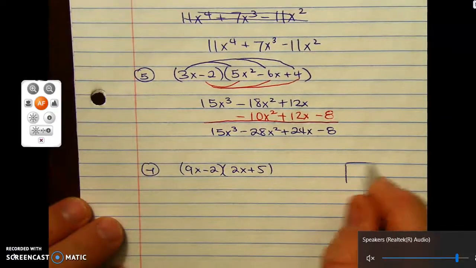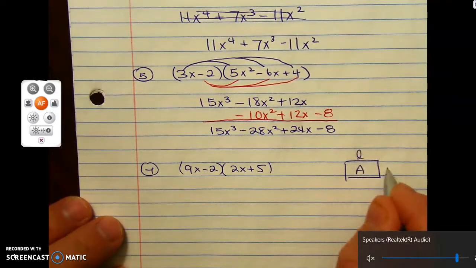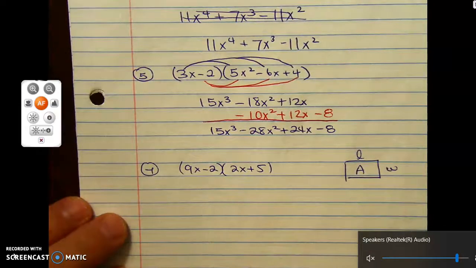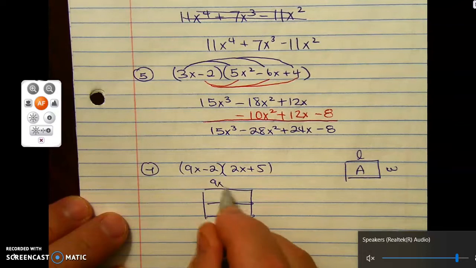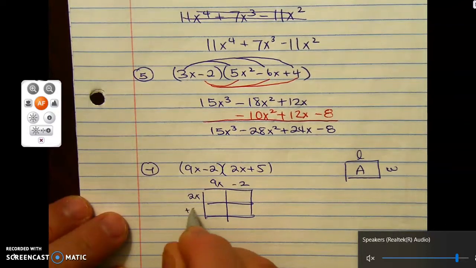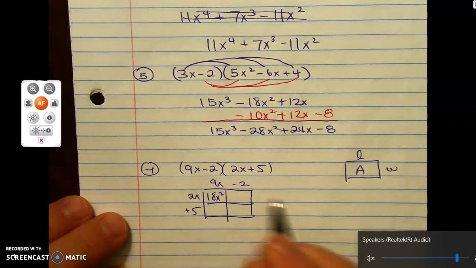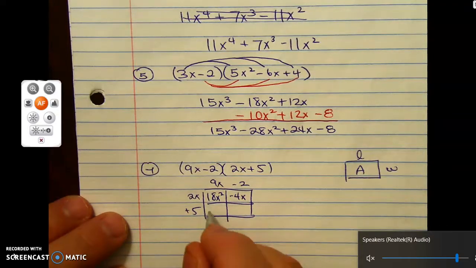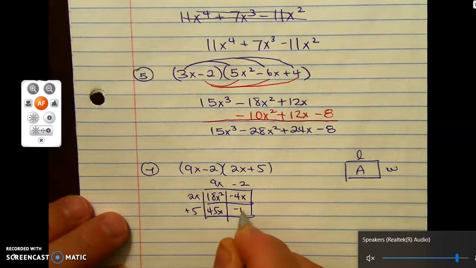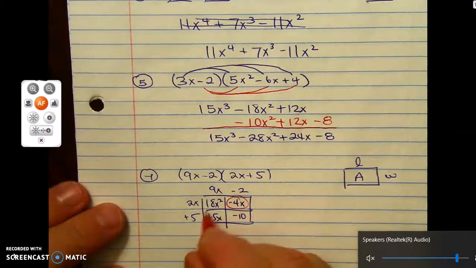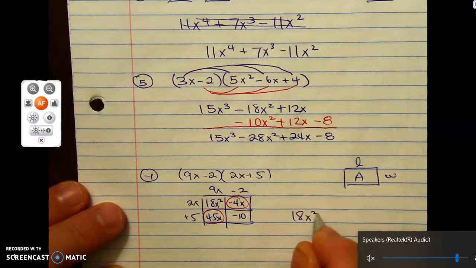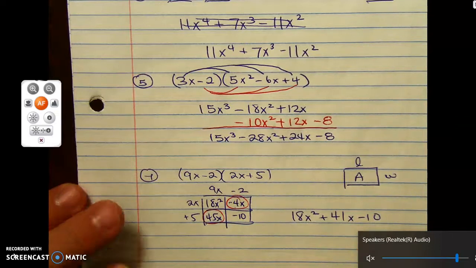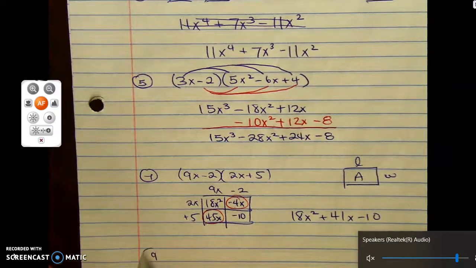On number 7, just remember that area of a rectangle is length times width. So all we're doing is multiplying here. I'll do the box method on this one. 9x minus 2, 2x plus 5: 18x squared minus 4x plus 45x minus 10. You have like terms here and here. So combine those. 18x squared plus 41x minus 10 is your answer. Number 9.